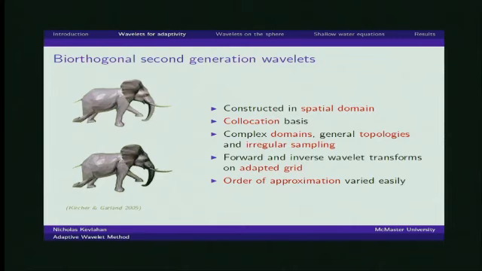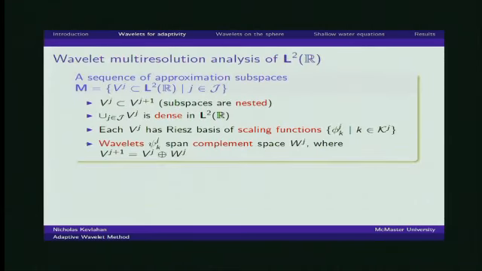The wavelets are constructed in the spatial domain. They form a collocation basis and can be adapted to a regular sampling. And you can vary the order of approximation. So one page that's a little bit mathematical sets the structure for a wavelet multi-resolution. Essentially, you have a sequence of approximation subspaces, which you can think of, for example, as just a set of nested grids. They're dense in L2, and each approximation subspace has a basis of scaling functions.